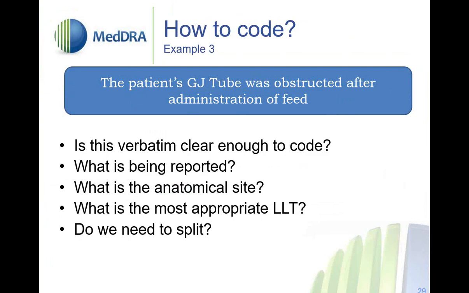Again, my mental decision tree is asking, is this clear enough to code? I think so. I have enough context. Plus, I can use my medical references to clarify and confirm what I'm thinking of what GJ tube is. What is the anatomical site? I would say something having to do with a particular apparatus or a device, a GJ tube. And then, of course, once I'm in the right area of MedDRA, in the right SOC, I have to drill down to the most appropriate granular LLT term that would address this particular concept that's being described.